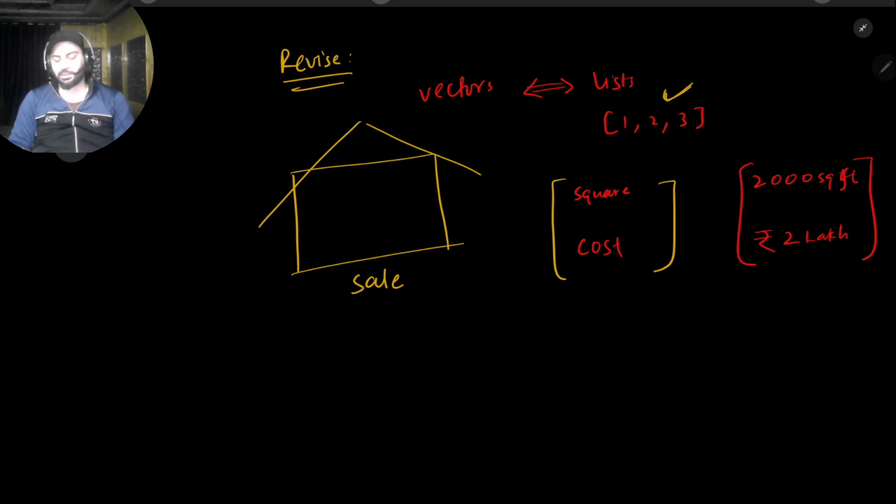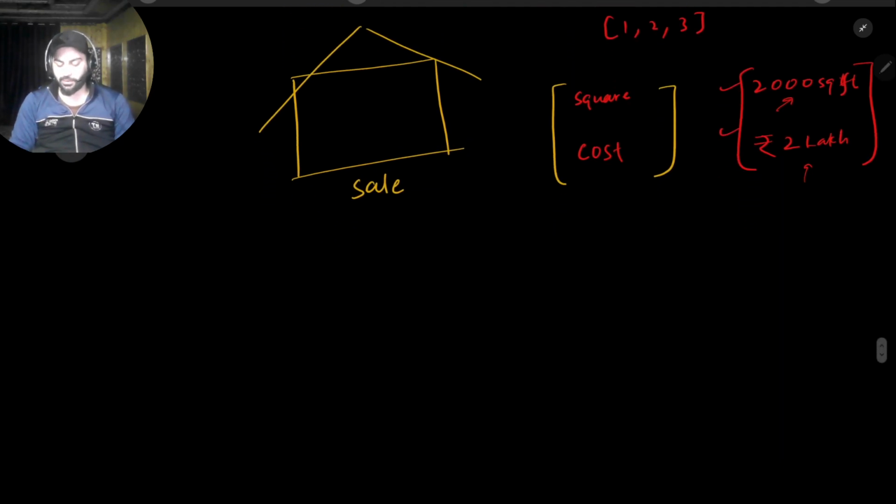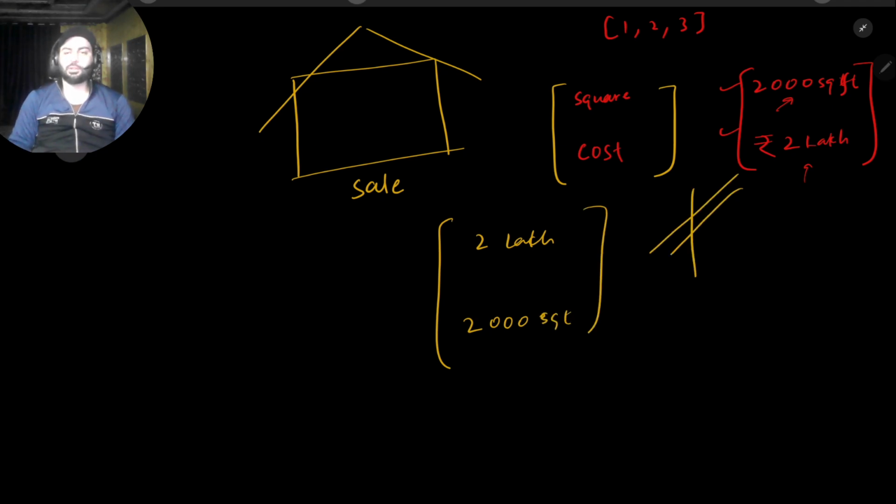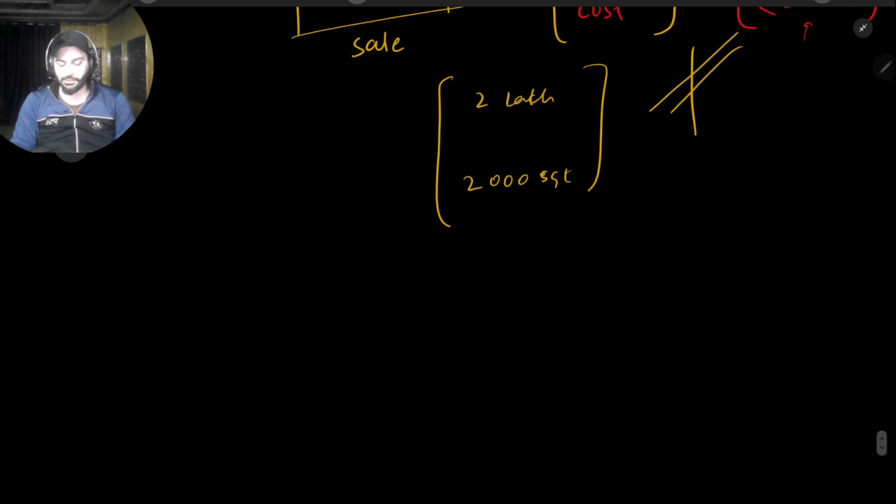So in mathematics and computer science, these numbers basically have some representation. In CS, like I gave you a concrete example of a house, any of these two numbers basically represents a house. In a similar fashion, what if I wrote it like this? I can write 2 lakhs first, and then I can write the square footage next. So clearly these two vectors are not equal. Why are they not equal? Because the order matters here. So we can say in vectors, order matters.